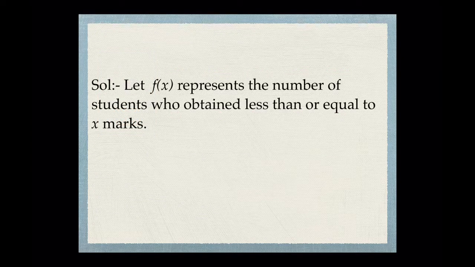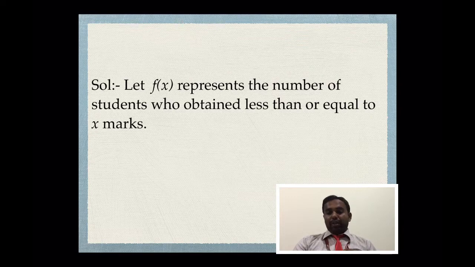In fact, it means we are supposed to define a function f of x in such a way that the data representation will turn out to be with equal interval. So for that sake, we will define a function. Let f of x represent the number of students who obtained less than or equal to x marks. Now x represents the marks and f of x represents the number of students who have scored less than x marks.